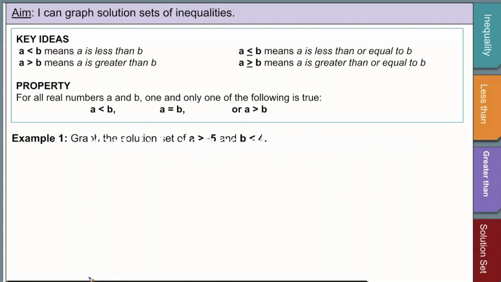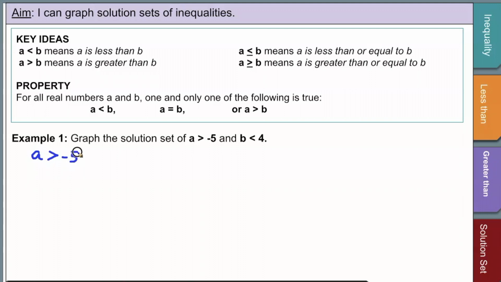How do we graph solution sets of inequalities? Let us demonstrate this using example 1. Graph the solution set of a greater than -5 and b less than 4.